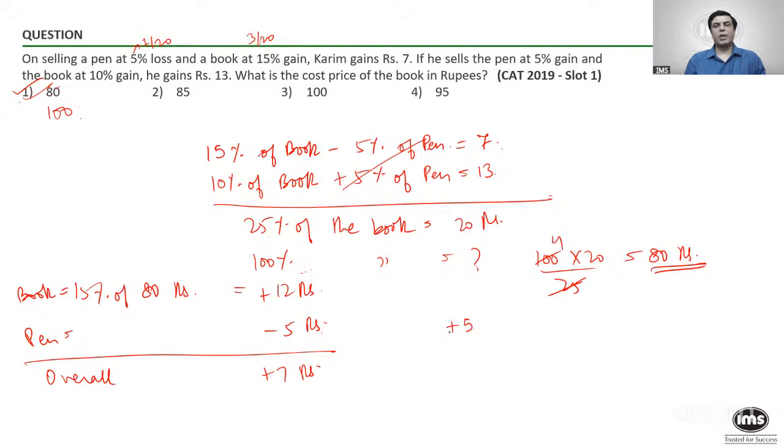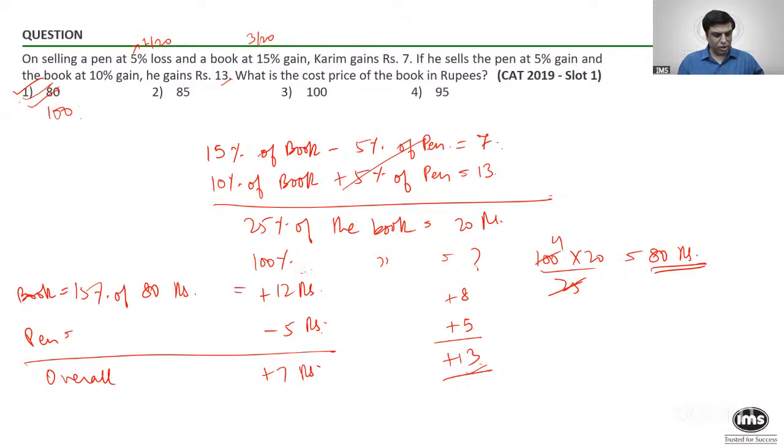And the book at 10% gain, 10% of 80 rupees will be 8 rupees. What is the overall gain? It is 13. How much is the overall gain given? 13 only. It matches, which means this is the correct answer. So using options was our third choice here. Obviously, the second method is the shortest and the best method here, but we could have used options also. So these are the three different ways that we can answer this question.